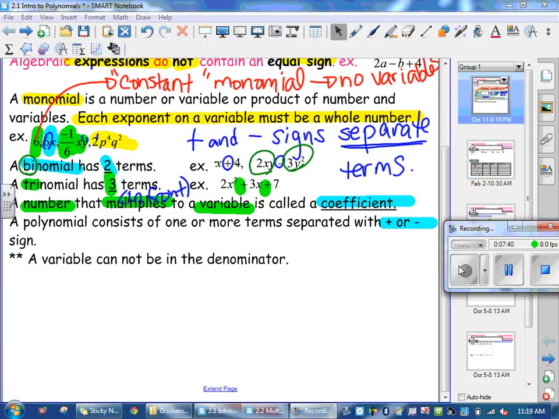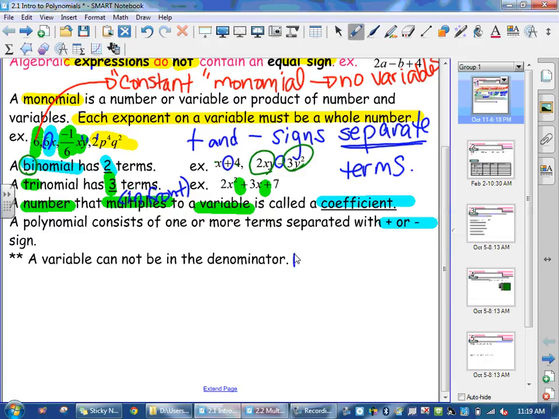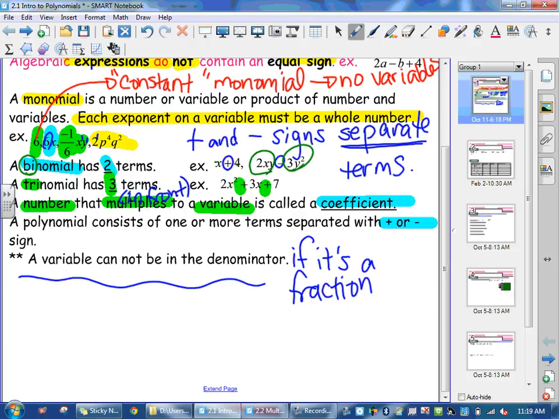Okay, it says a variable cannot be in the denominator if there's a fraction. That's a condition for our rules here. We deal with those in grade 11 and 12. We don't deal with them in grade 10. So we're going to keep our variables on top of fractions this year. All right. Write those down, and we're going to move on to the next section.